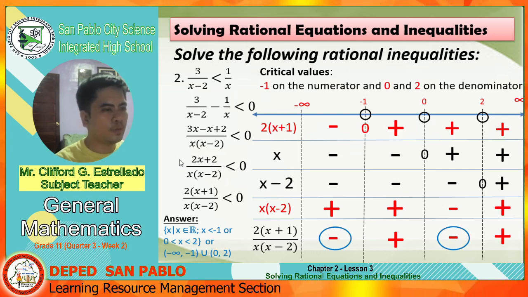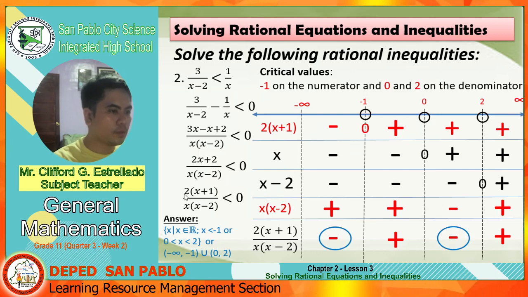Okay? Then 2x plus 2 is still factorable. It has a common factor of 2. So we have 2 times the quantity of x plus 1 over x times the quantity of x minus 2, less than 0. So now, the numerator is completely factored. The denominator is also completely factored. Okay? We have a single fraction, and on the right, we have 0. Next, get the critical values.